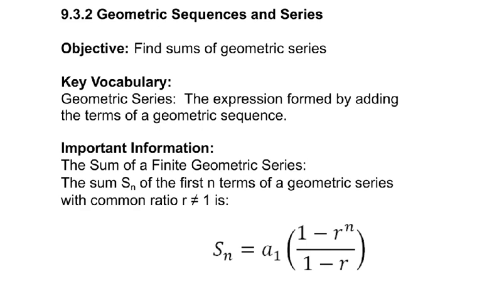The sum of a finite geometric series, which is denoted by S sub n, of the first n terms with a common ratio r, where r does not equal 1, is the following equation: S sub n equals a sub 1 times the ratio of 1 minus r to the n over 1 minus r. So we're just going to be adding up the terms of the geometric sequences that we were working with yesterday, and that would be called a geometric series.